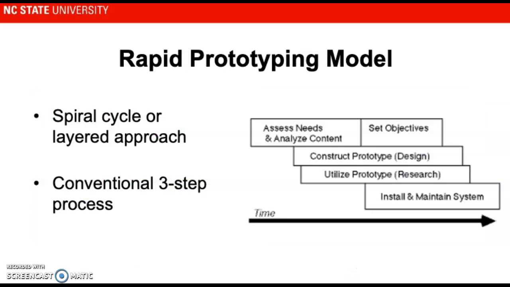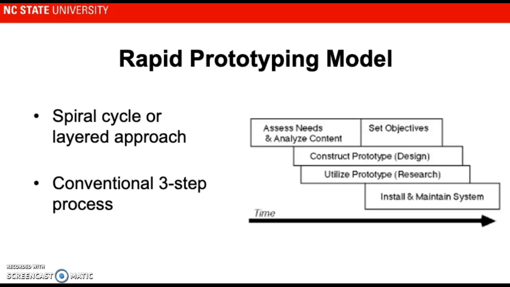Rapid prototyping model. This is the last model we will examine. The idea of rapid prototyping as it applies to instructional design is to develop learning experiences in a continual design evaluation cycle that continues throughout the life of the project. This cycle, known as the spiral cycle or layered approach, is considered to be iterative.